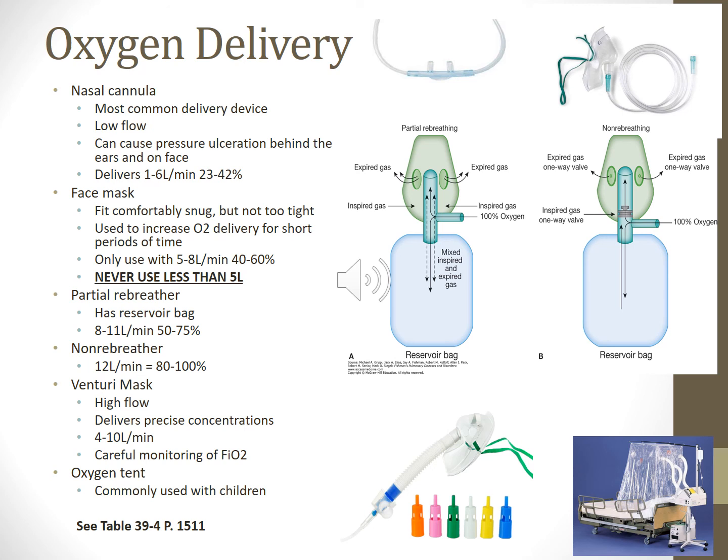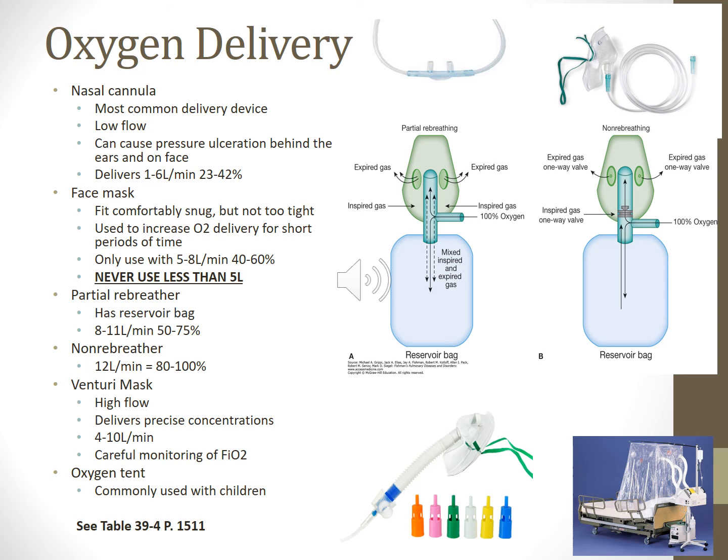The Venturi mask has a large tube with an oxygen inlet. As the tube narrows, the pressure drops, causing the air to be pulled in through the side ports. Ports are adjusted according to the prescribed oxygen concentration for the Venturi. This is used when we need high flow oxygen because it delivers very precise concentrations. This can be used at 4 to 10 liters a minute, and again, it requires careful monitoring, but it is for patients who really need that precision of concentration and need to be on high flow.